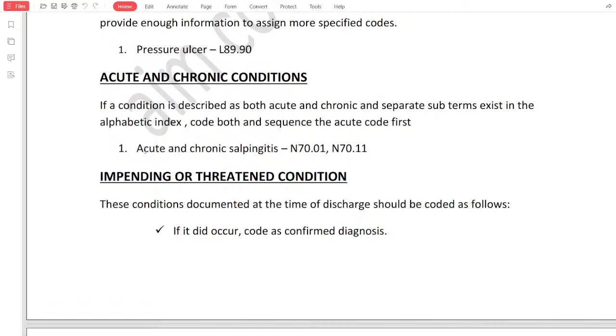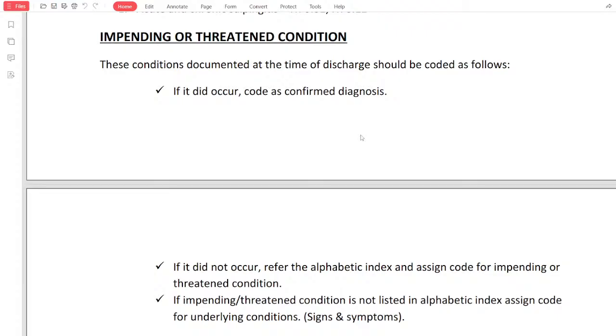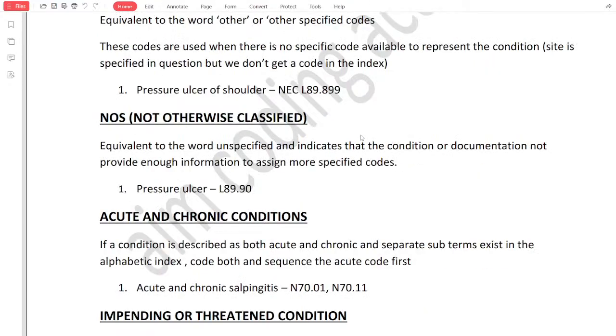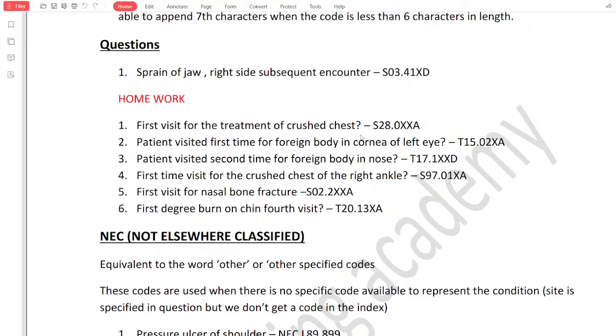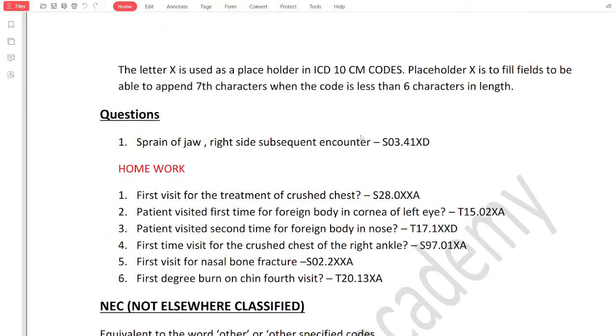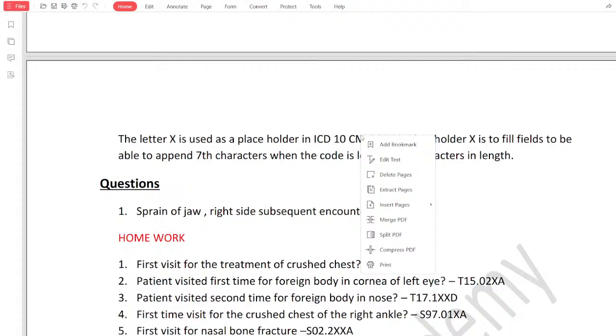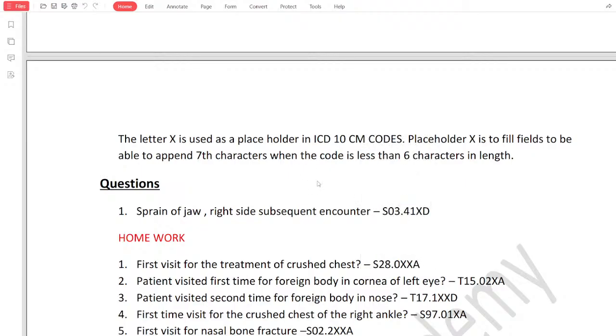And acute and chronic salpingitis. So here they have mentioned acute and chronic both conditions. So you can code both the conditions, acute and chronic, separately. Okay, N70.01 is for acute. Okay. And next, acute code first. Okay, and then next is chronic. I think I explained this in our previous video. Okay, these are homework questions only.